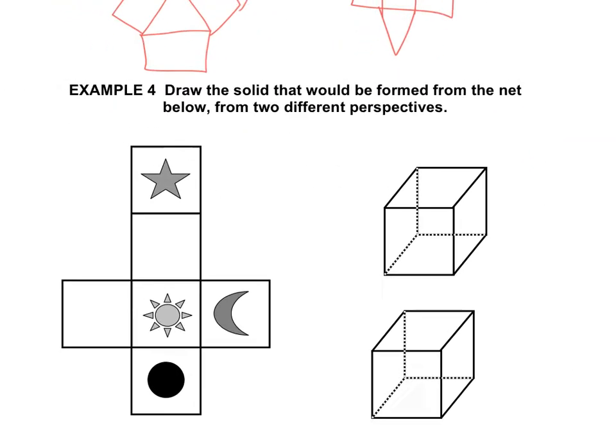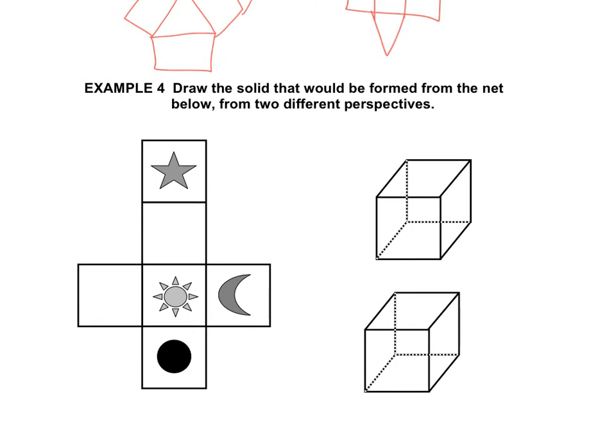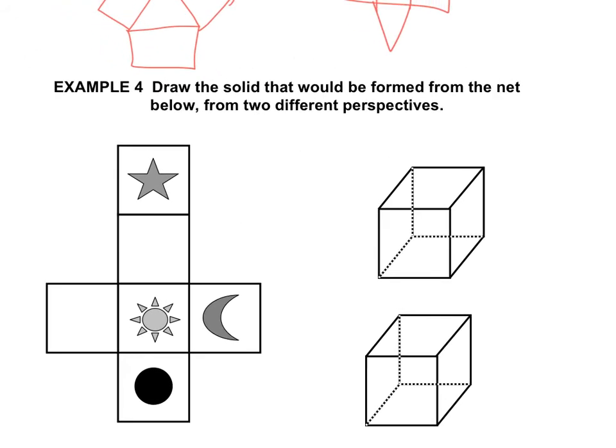And the last one says draw the solid that would be formed from the net below from two different perspectives. These are questions that have been on the STAR test before. It's kind of tough because you have to use your perspective, but if you fold this up, they have to be in certain places. Like these two are always going to be across from each other. These two are always going to have to be next to the sun. So I'm going to draw one.